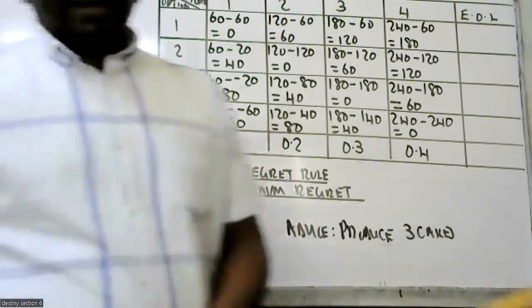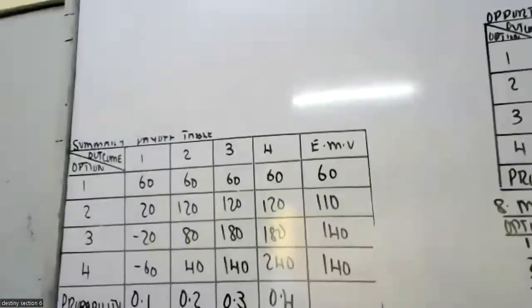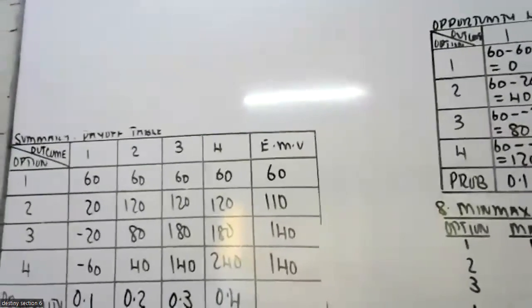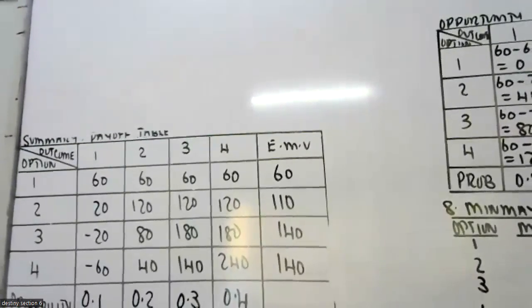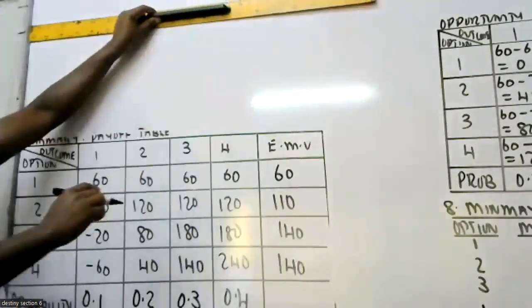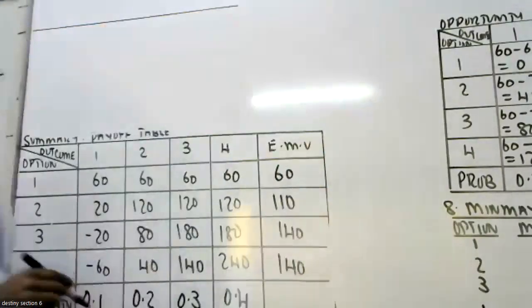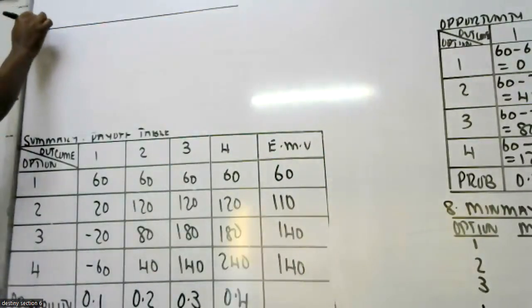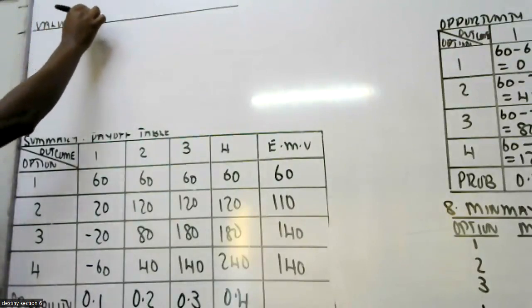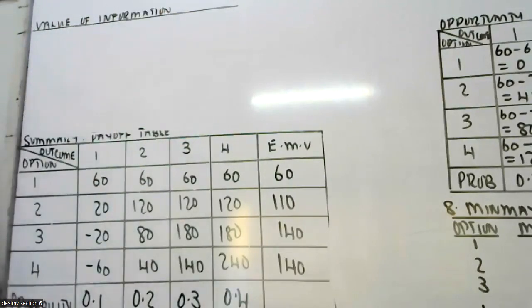Now from there is something else that we need to compute, which is called value of information. We mentioned it yesterday. Value of information.